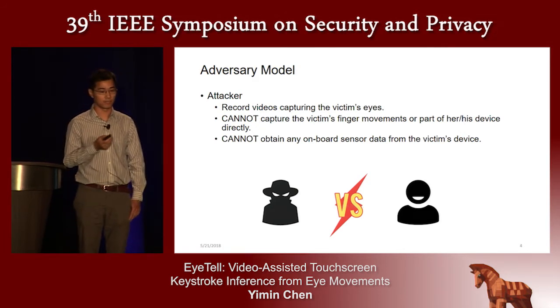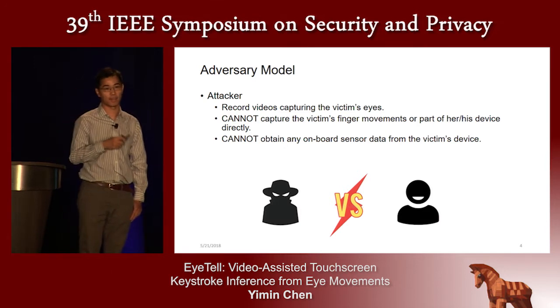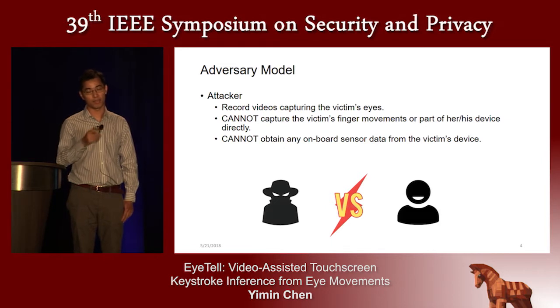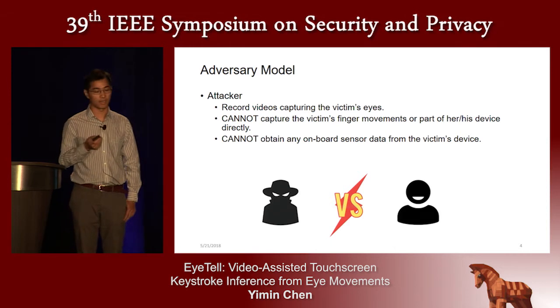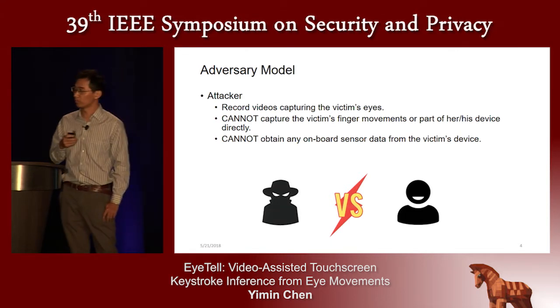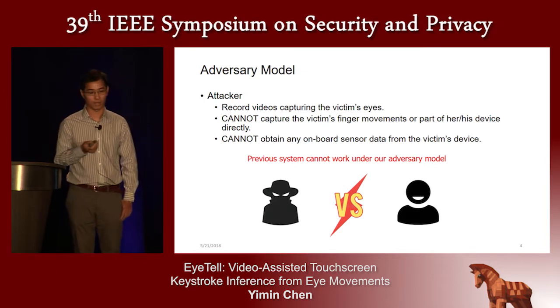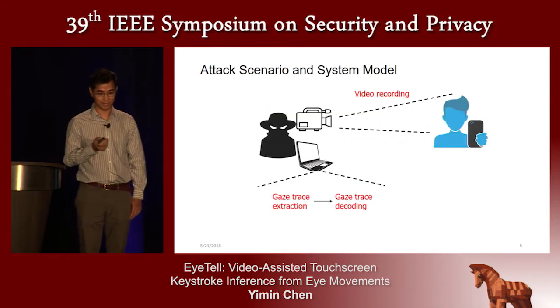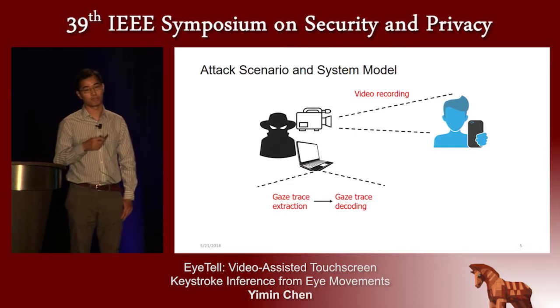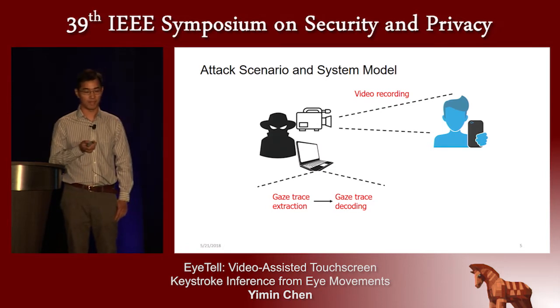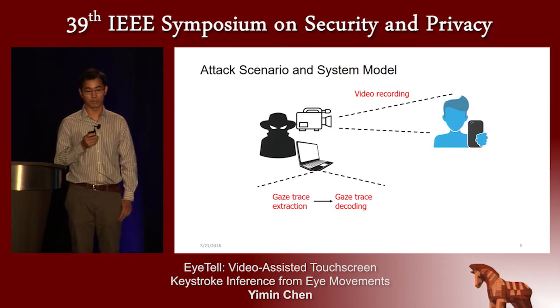Compared with this existing work, our system does not require the attacker to capture either the finger movement or any part of the victim's device, nor do we assume that the attacker is able to obtain any sensor data from the victim's device. Instead, we assume that the attacker is able to record a video capturing the victim's device. Under such an adversary model, previous systems cannot work. Our system, which we call EyeTell, is inspired by the observation that mobile device users tend to eye-track their finger movement on the touchscreen when they input on the soft keyboard. Therefore, by extracting the eye movement from the video, the attacker is able to infer the corresponding keystrokes.